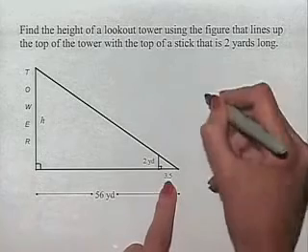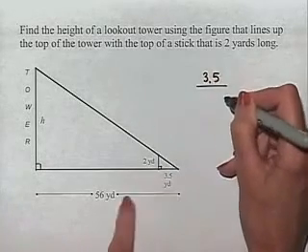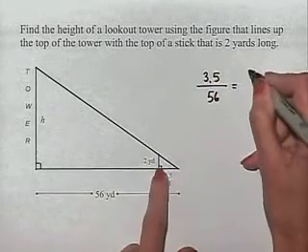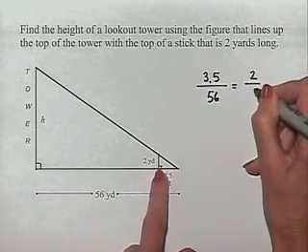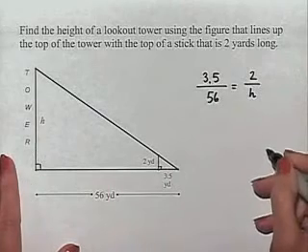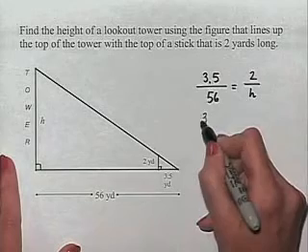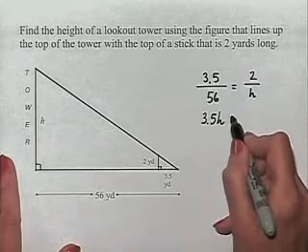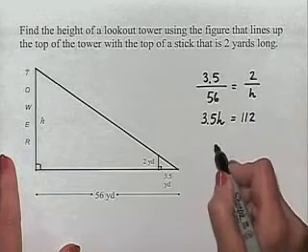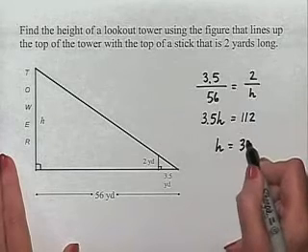We can say the 3.5 yards is to the 56 yards in the large triangle, as the 2 yards in the small triangle is to the height of the tower h. And now we're going to use cross multiplication in order to simplify this. When we multiply across, we end up with 3.5 times h equals 2 times 56, which is 112. And now we divide both sides of the equation by 3.5 to end up with a value of 32.